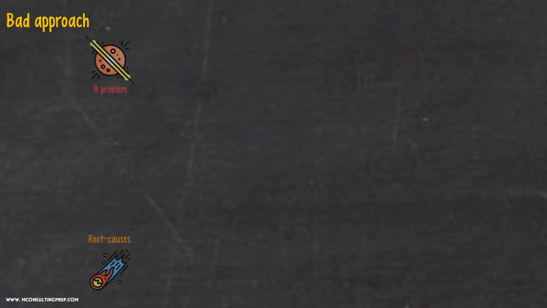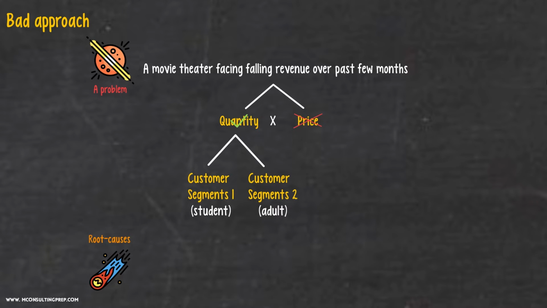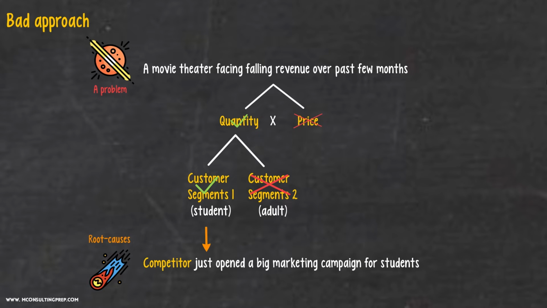Let's say I want to create a case universe of a local movie theater. A bad approach would be something like this: a movie theater facing falling revenue over the past few months. Quantity times price, no problem with price. Quantity has actually been falling. Further breakdown: quantity, using customer segments. Student segment got problems. Competitor just opened a big marketing campaign for students. This is how you solve a case, not how you give it.